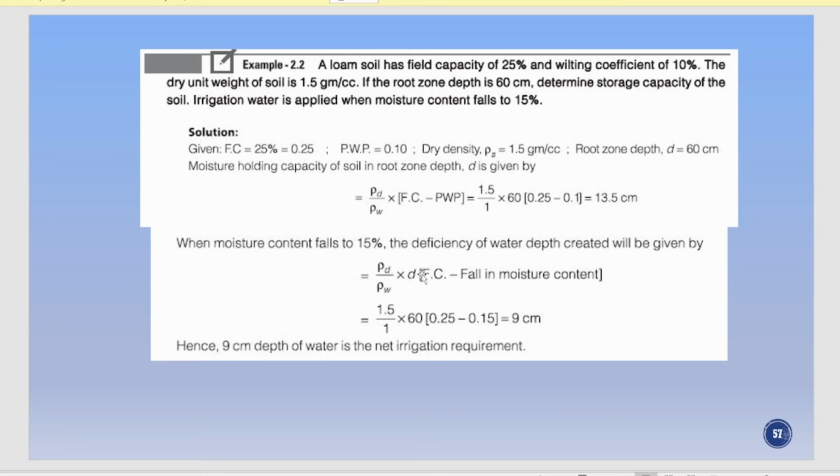Now here we'll consider the difference of FC minus the fall in moisture content. FC is 0.25, and the moisture content falls to 0.15 when we need to use the irrigation water. We have solved it, and the solution is that the depth of water which we need to apply is 9 centimeter. So this becomes our irrigation requirement.